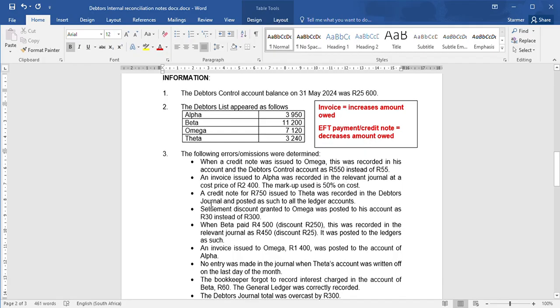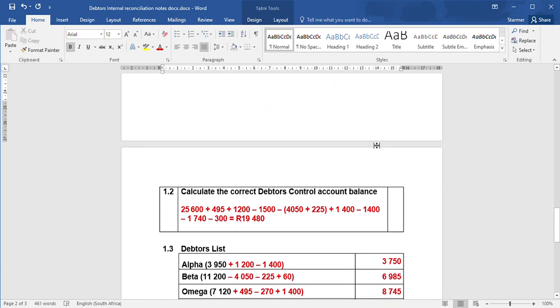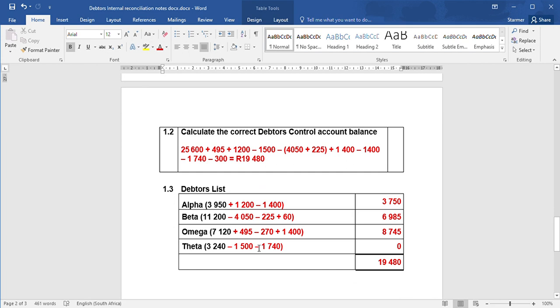But you've recorded that in the debtor's journal by mistake. So in other words, you've increased what he owes instead of decreasing what he owes. So this is a case where you have to double the amount to correct the error. So we're going to need to subtract 1,500 from debtor's control as well as 1,500 Rand from Thesa's account. Remember, when you add instead of subtract or subtract instead of add, always double the amount.